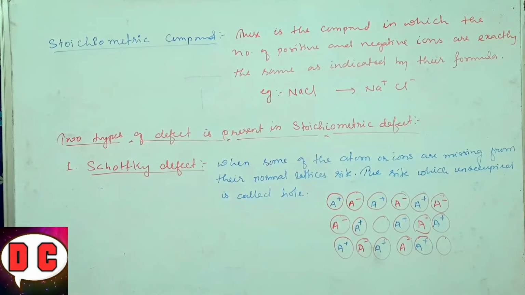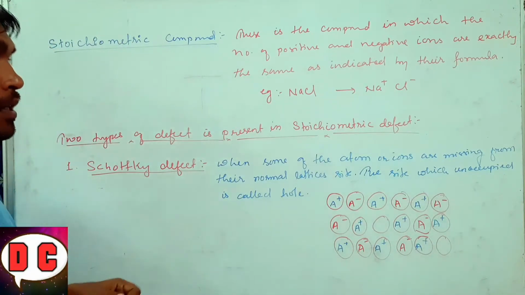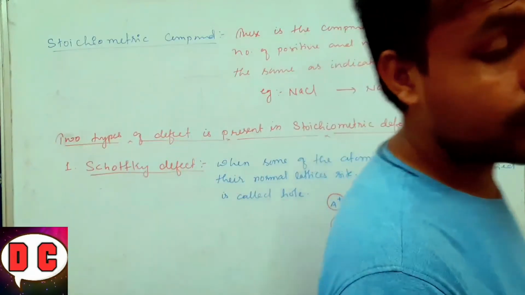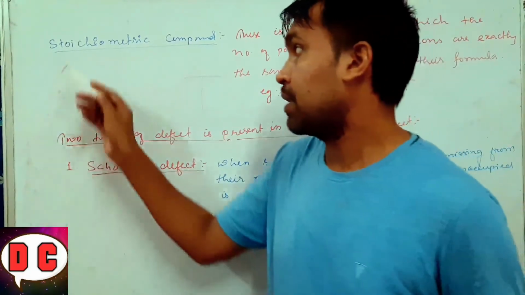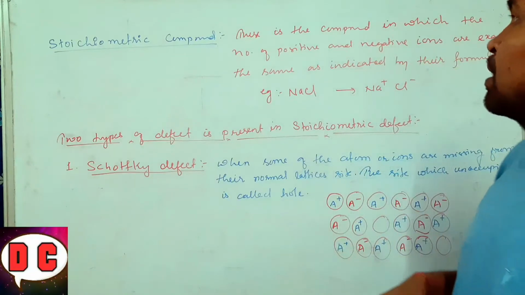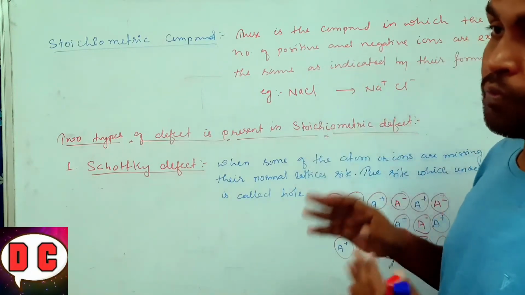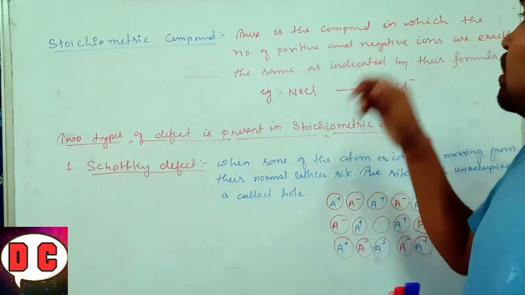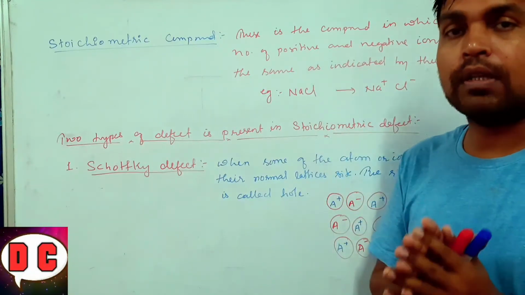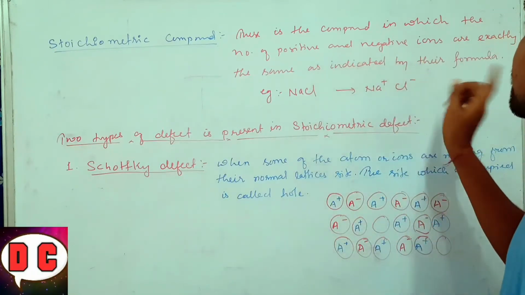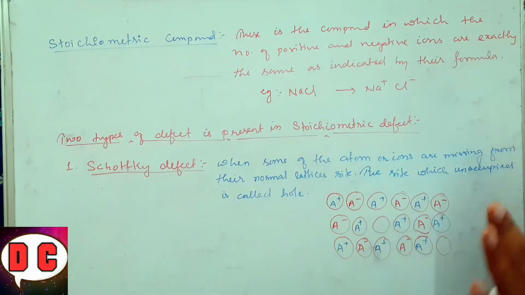Okay, dear students, now we are going to study the point defect in stoichiometric compounds. First of all, we have to understand what a stoichiometric compound is. It's very simple. Those compounds in which the number of positive and negative ions are equal as indicated by the formula are called stoichiometric compounds.